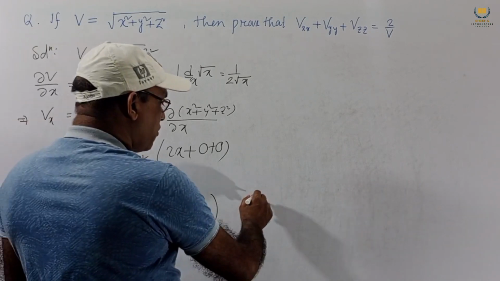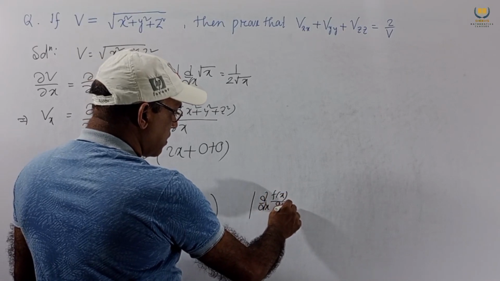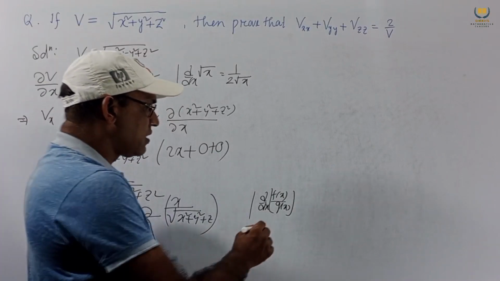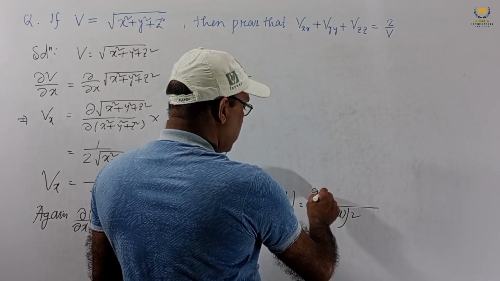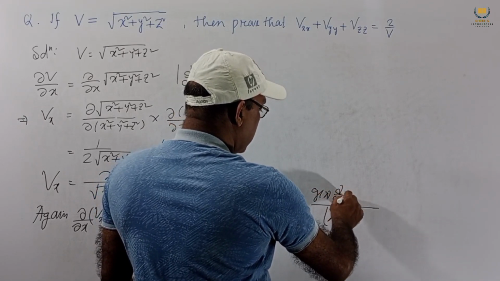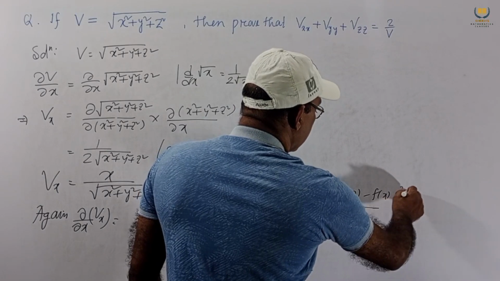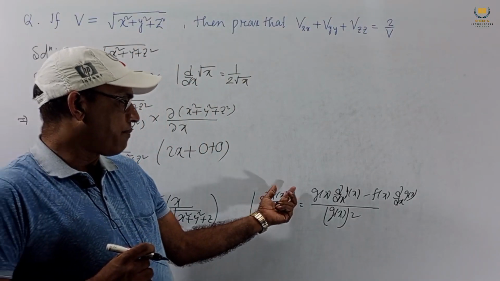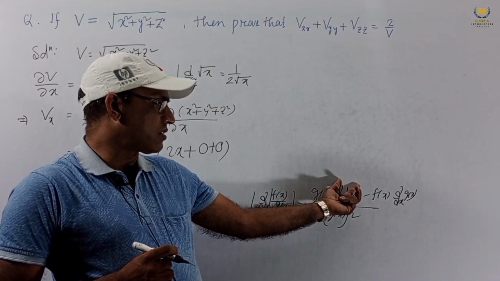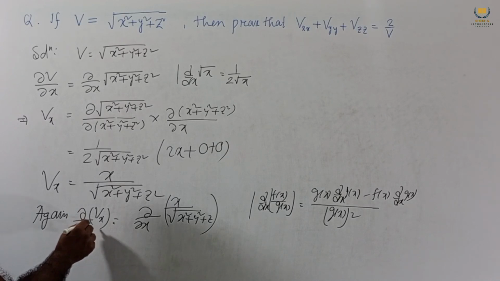But we know the division formula, d/dx of f(x) by g(x): denominator whole square, then denominator times d/dx of numerator minus numerator times d/dx of denominator. This is our division rule or quotient rule. So here del v by del x is vx, and the second derivative we can write as vxx.